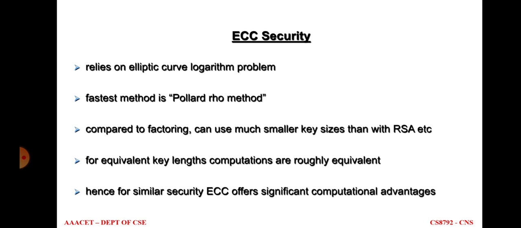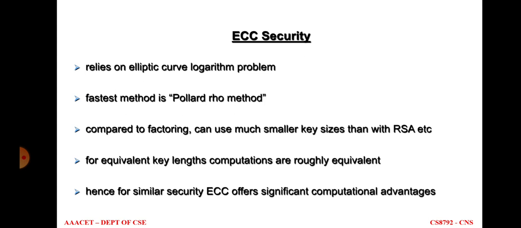So then finally we know what is ECC. So then finally we know what is ECC security. How the elliptic curve cryptography concept is more secure and more efficient than Diffie-Hellman and RSA. These are the points. The first one is the elliptic curve logarithm problem, and it is the fastest method compared to RSA and Diffie-Hellman.